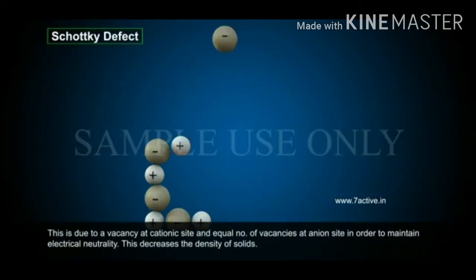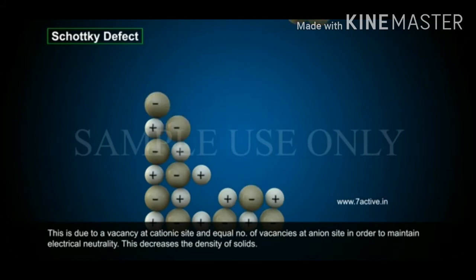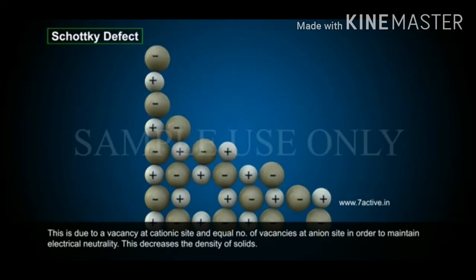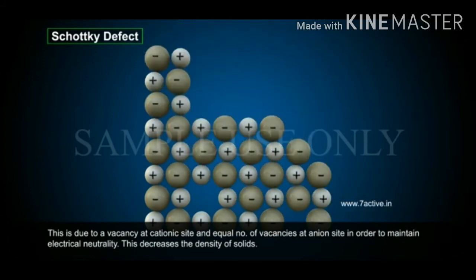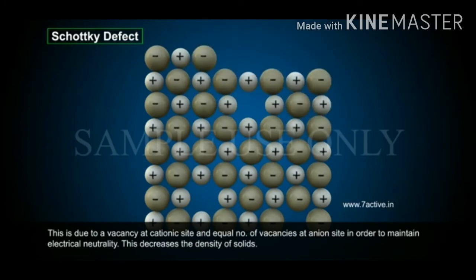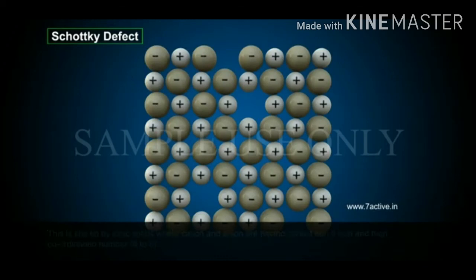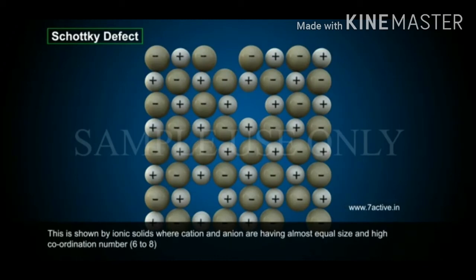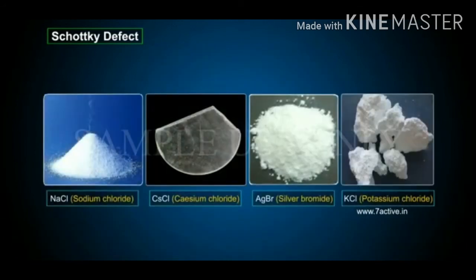Schottky defect. This is due to a vacancy at a cationic site and an equal number of vacancies at anion sites in order to maintain electrical neutrality. This decreases the density of the solid. This is shown by ionic solids when cation and anion are of almost equal size and have a high coordination number, which is 6 to 8. Examples: sodium chloride, cesium chloride, silver bromide, and potassium chloride.